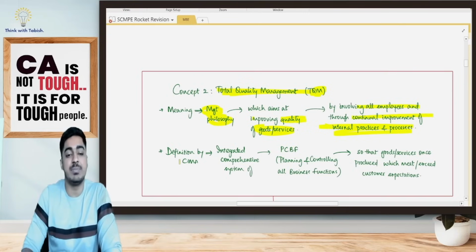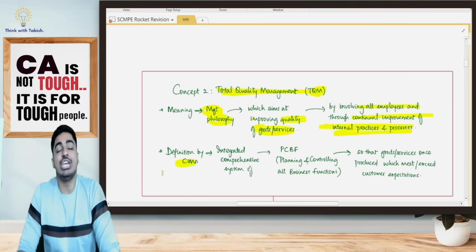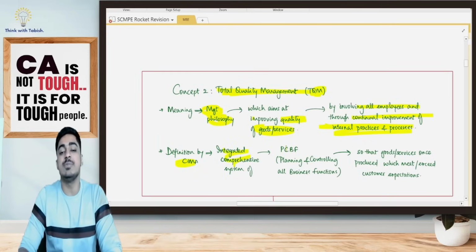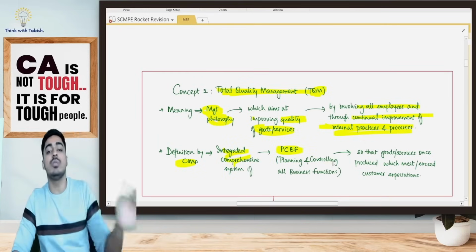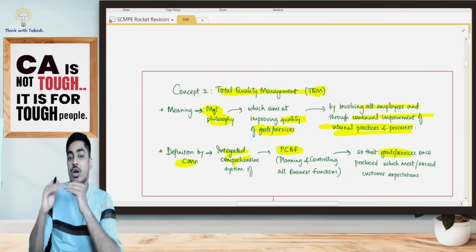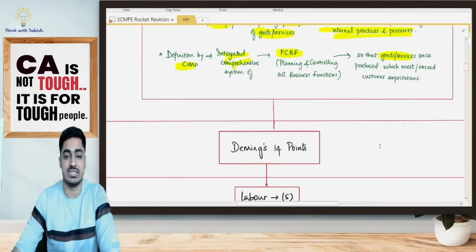There is a definition by CIMA as well. They're telling TQM is an integrated comprehensive system of planning and controlling all business functions so that goods or services are produced which meet or exceed my customer's expectation.